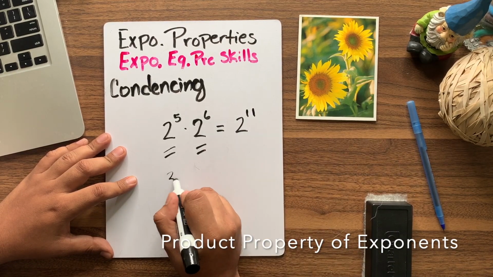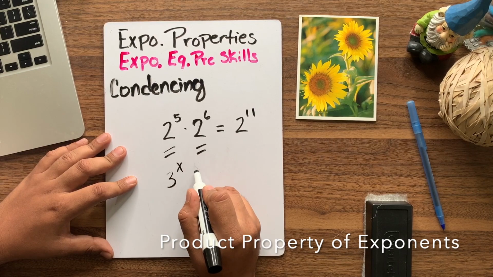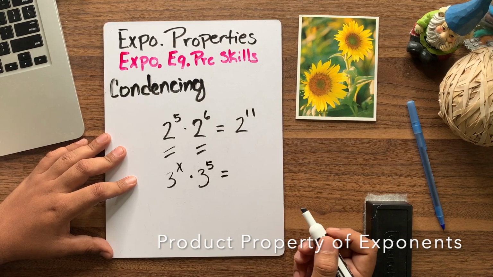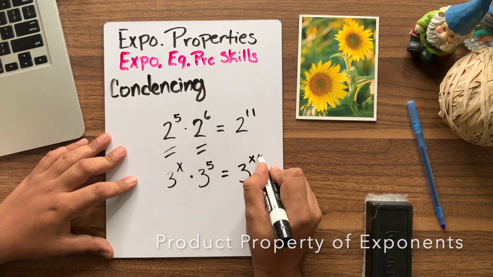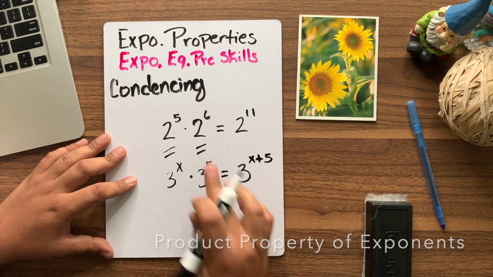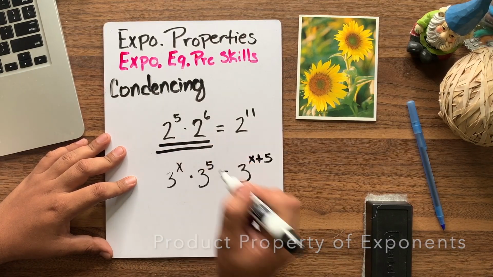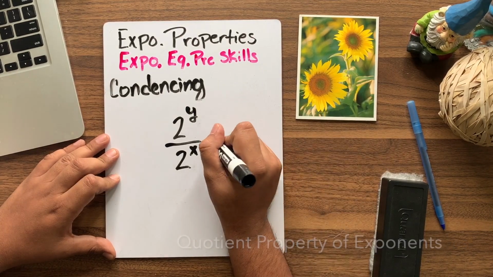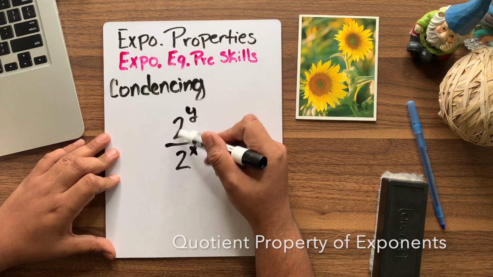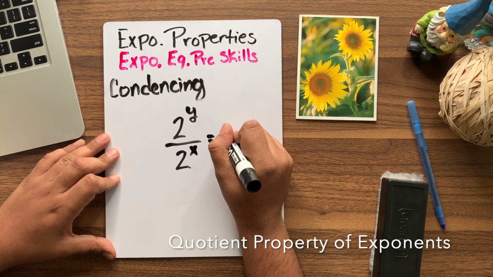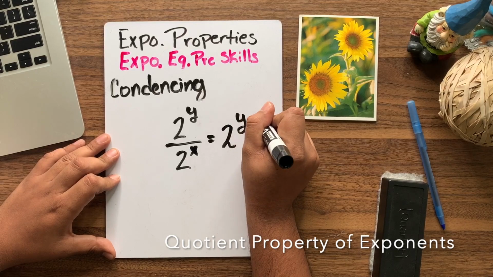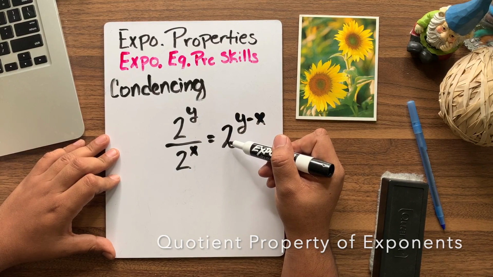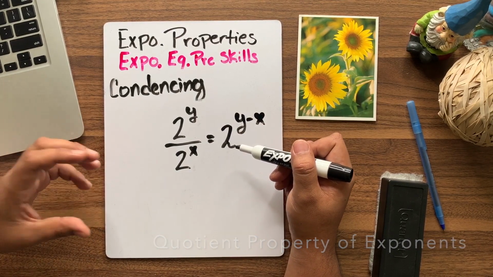So if I had 3 to the power of x times 3 to the power of 5, then this will be 3 to the power of x plus 5. Now, what happened here is we converted these two like bases into one like base by adding the exponents. What's going to happen here, because these two similar bases are dividing, we're going to subtract the exponents. So you're going to have y minus x. So we turn this two-base expression into a one-base expression. So in a way, we condensed it, we simplified it.